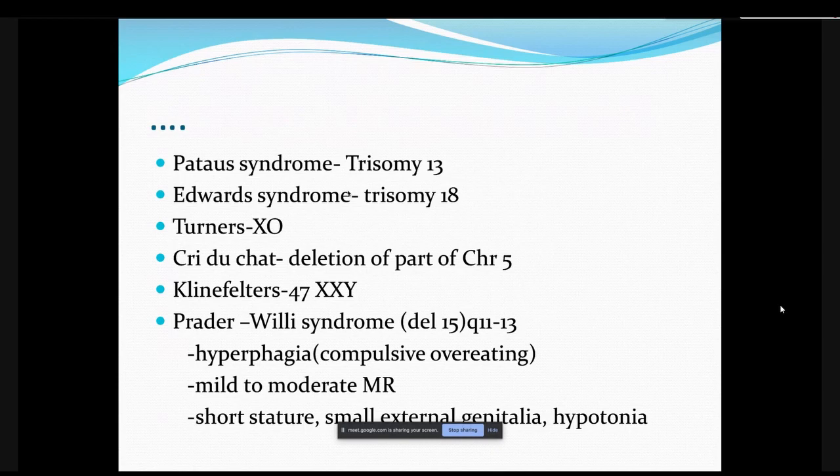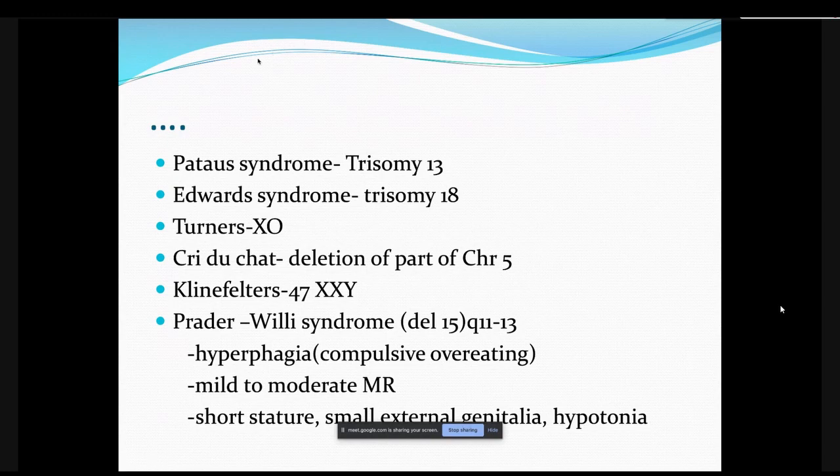Let's look at a few other syndromes. We have trisomy 13, referred to as Patau syndrome. We have trisomy 18, referred to as Edwards syndrome. Turner syndrome is XO. Then there is Cri-du-chat, deletion of part of chromosome 5, Klinefelter's 47 XXY, and Prader-Willi syndrome, deletion of chromosome 15, where the patients have hyperphagia, mild to moderate mental retardation, short stature, small external genitalia, and hypotonia. So all these are examples of chromosomal disorders.